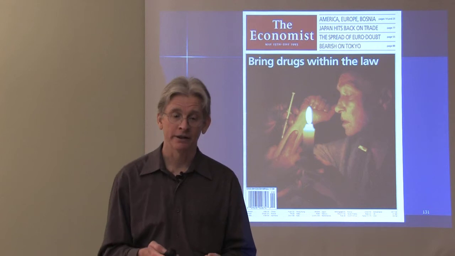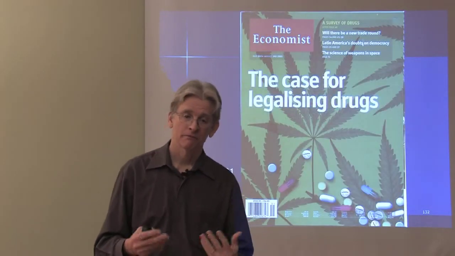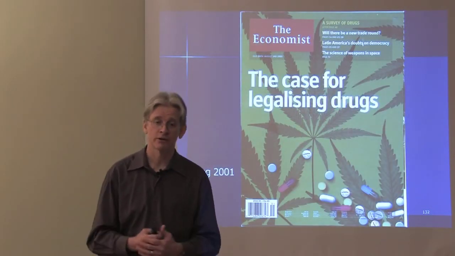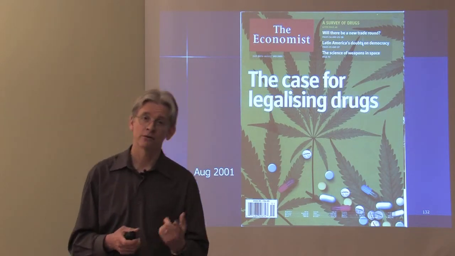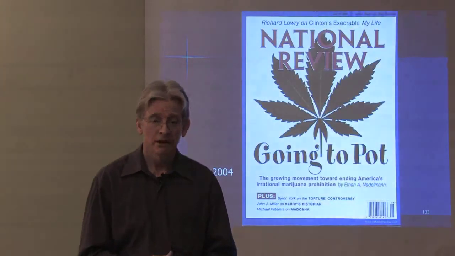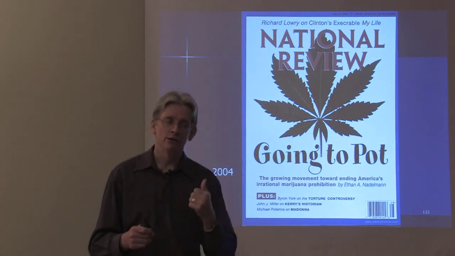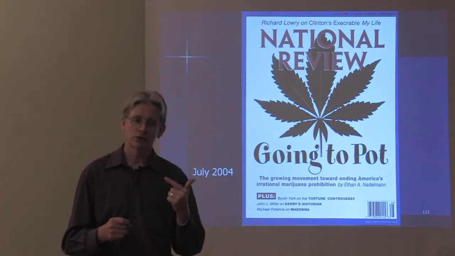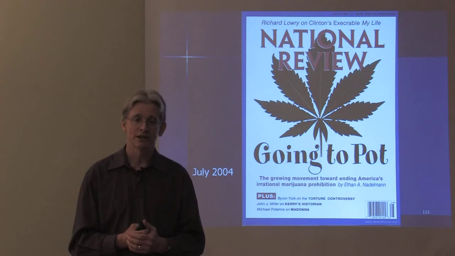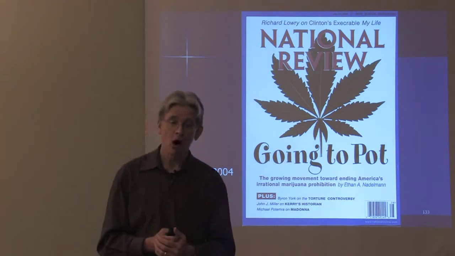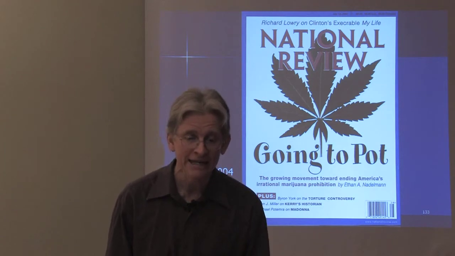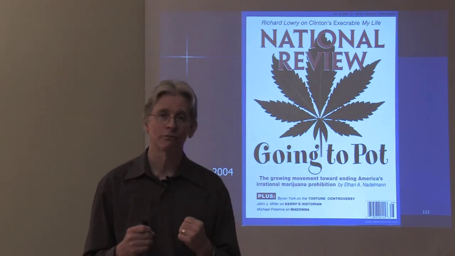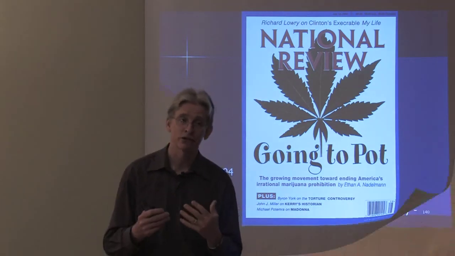In 1993, this particular issue had probably a dozen articles in it, and the case for legalizing drugs. In 2001, the National Review, a right-wing fundamentalist Christian magazine in the United States, had "Going to Pot," the growing movement towards ending America's irrational marijuana prohibition, as a cover story.